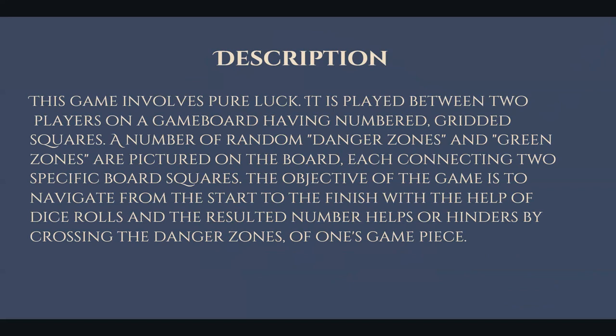So coming to the description of the game, it is played between two players on a game board and it is purely based on luck. It is numbered from 1 to 100 and there are certain random danger zones and green zones which are pictured on the board. Each player rolls the dice and they get a number from 1 to 6. Accordingly, they move forward. However, if your character lands on a red zone, then you are decremented by 5 places, and vice versa for the green zones.